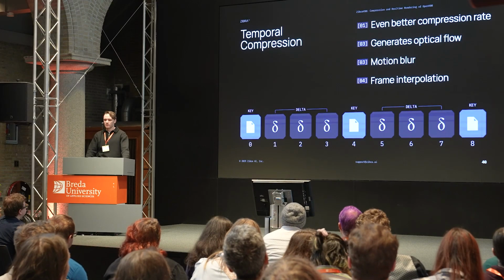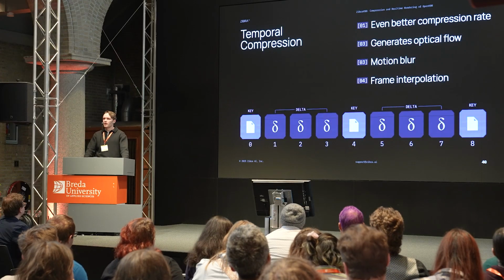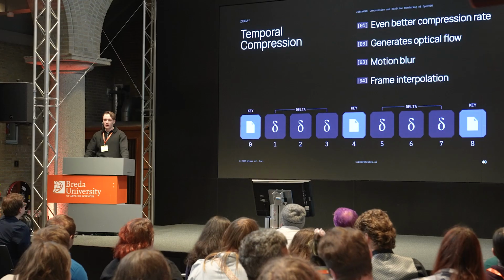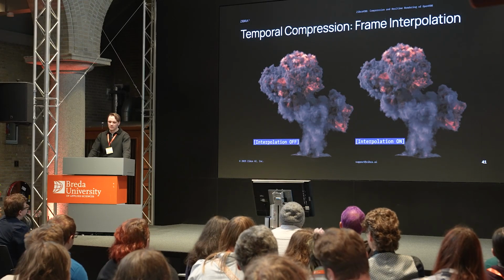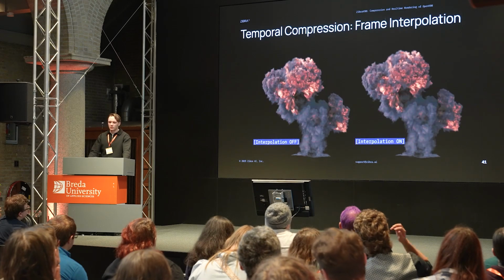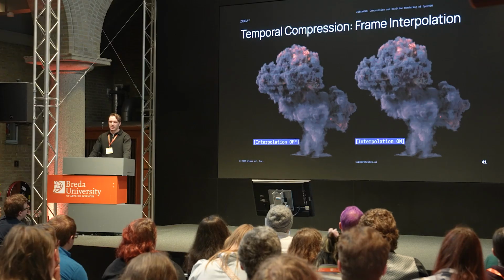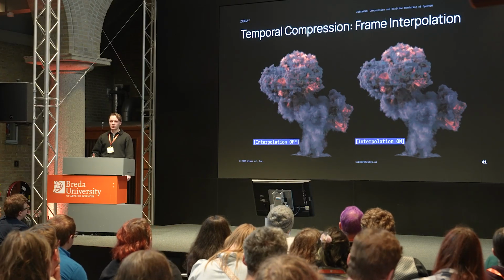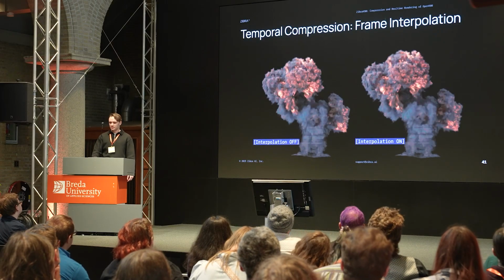For example, we generate optical flow for our effects. This allows you to have real-time motion blur for your effects and also frame interpolation. So here's what frame interpolation is. It basically generates frames on the fly that don't exist. And you can use it to push your compression rates even further. For example, you can delete every second frame from your sequence and just generate it on the fly, and you will have twice better compression rate.